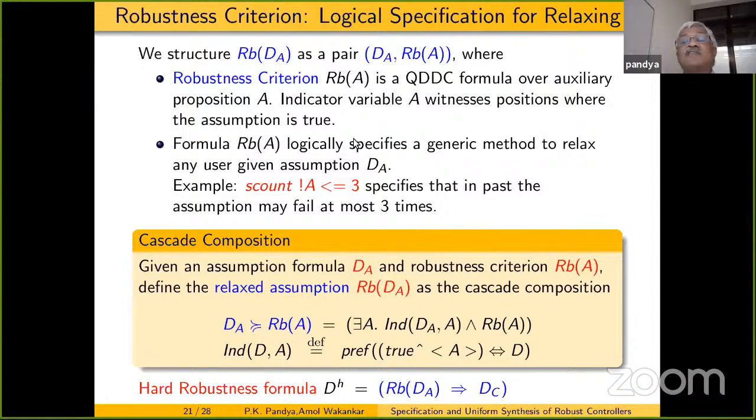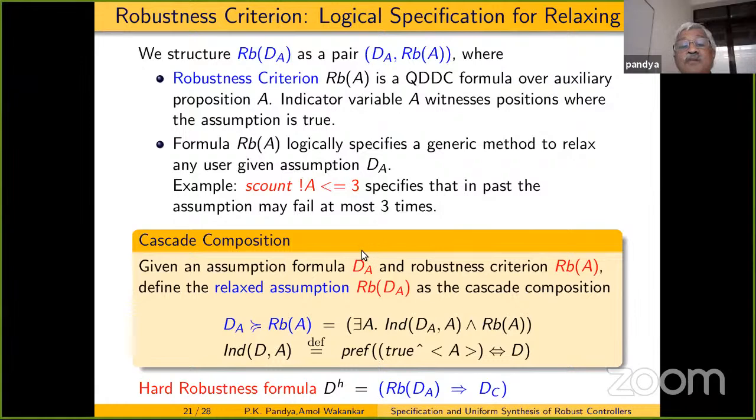Okay. And the formula RB of A specifies a generic method to relax the assumption. For example, the formula may be something like S count of not A is at most 3. That is, in the past, the variable A becomes false at most 3 times. And if that is the case at any point, look at the entire past of that point. If the number of times A becomes false is at most 3, then this robustness criterion will green light, right? So it specifies that in the past, assumption A fails at most 3 times. Here A is a free variable.